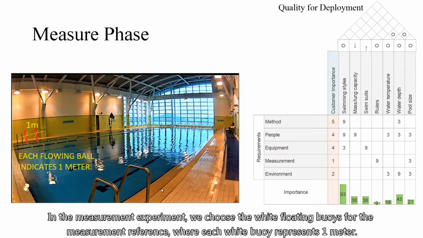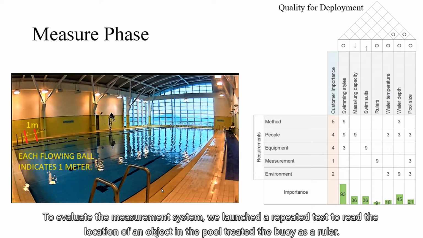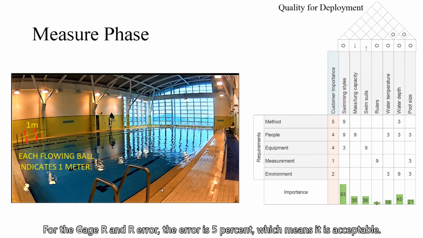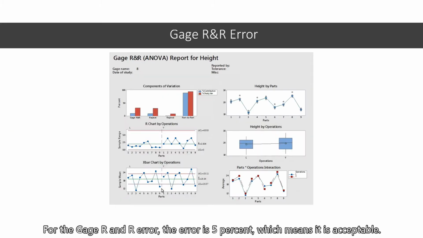In the measurement experiment, we choose the white floating buoys as the measurement reference, where each white buoy represents 1 meter. To evaluate the measurement system, we launched a repeated test to read the location of an object in the pool, treating the buoy as a ruler. The number of operators is 2, there are 9 parts in the test, and each measurement is measured twice. For the gauge R and R, the error is 5%, which means it is acceptable.